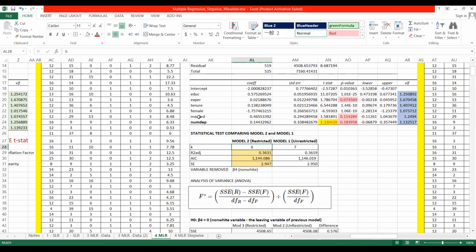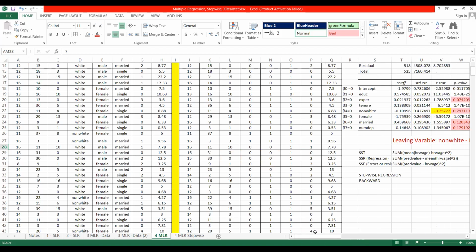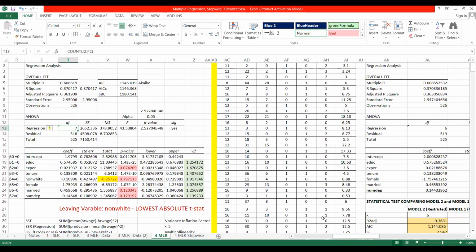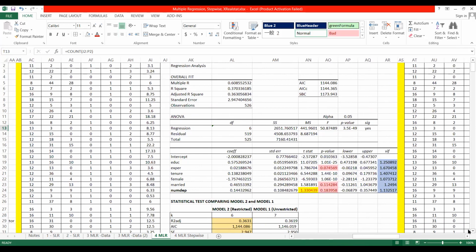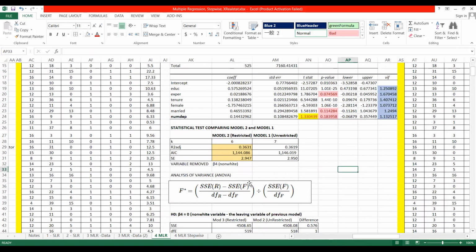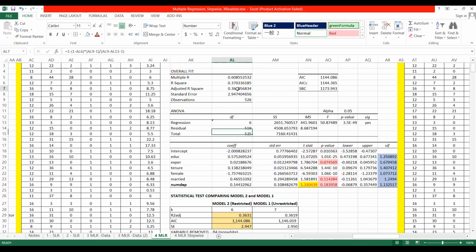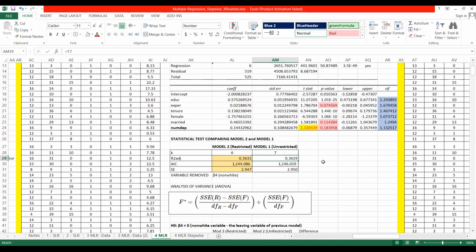Education, experience, senior, female, married, number of dependents. Okay? And then, si model number 1, yung unrestricted natin, di ba 7? 7 yung regressors natin. So, we have to statistically compare the two models. No? How do we do that? Okay, this is how you do it. First, in terms of R squared, sino mas maganda? Mas maganda si model number 2 kasi ang adjusted R squared niya is 36.31%, while si model number 1 is 36.19.